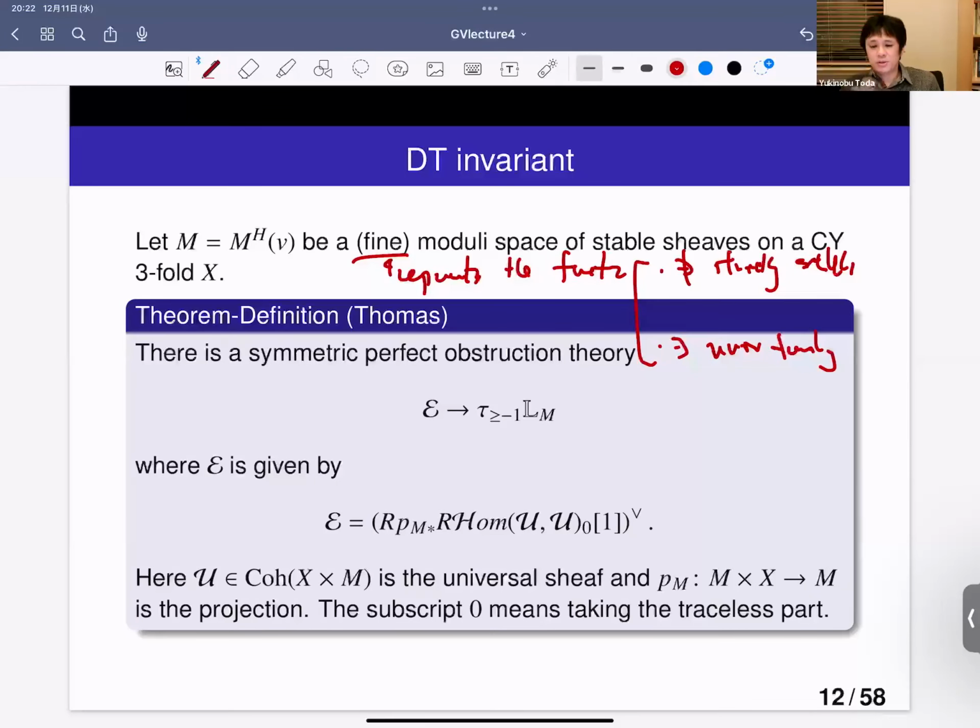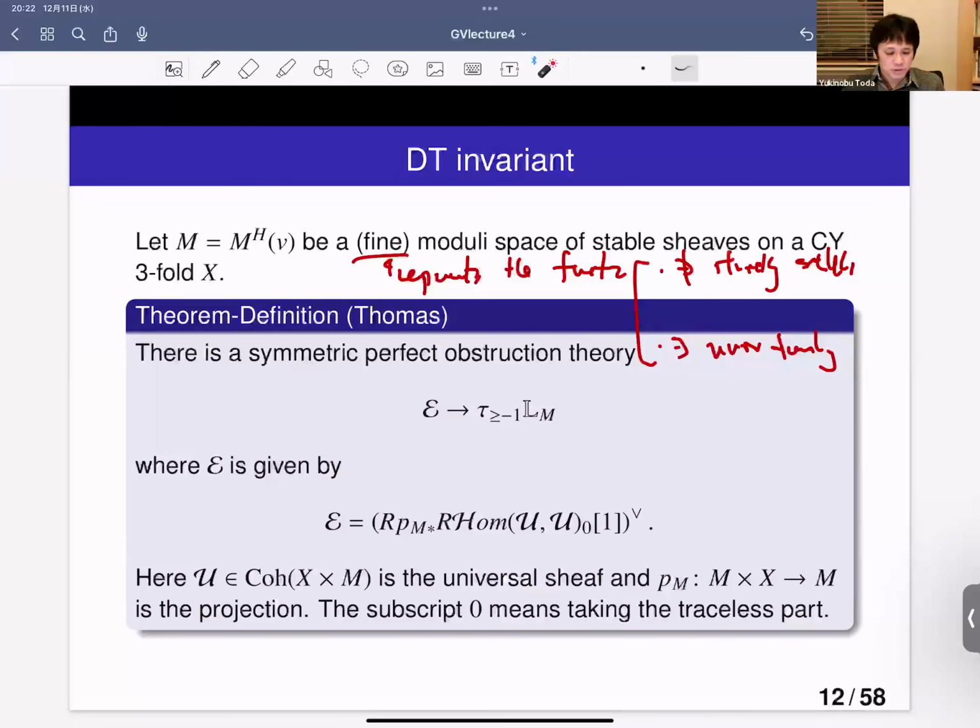Because of the first property, the moduli space of stable sheaves is in fact proper. In this case, it is in fact projective. The existence of the universal family is something technical and not so essential, but anyway, it is good if there is one.